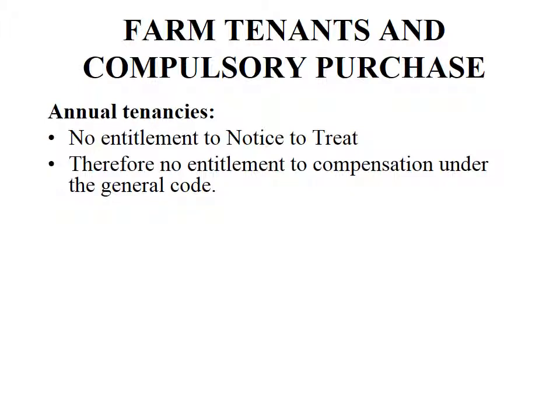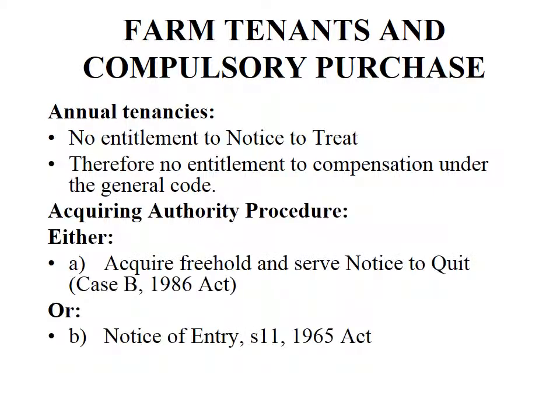Looking at farm tenants and compulsory purchase, then a farm tenant, especially under an agricultural annual tenancy, may be faced with one of 2 ways to go. But to set the scene for this, an annual tenancy is not actually entitled to receive a notice to treat following the serving of a compulsory purchase order. That means that in principle there is no entitlement to compensation for the shorter term tenants under the General Compulsory Purchase Compensation Code. So the procedure available to acquiring authorities is either that they can acquire the freehold from the landlord of the farm and then serve notice to quit on the tenant on the grounds that the land is required for non-agricultural development.